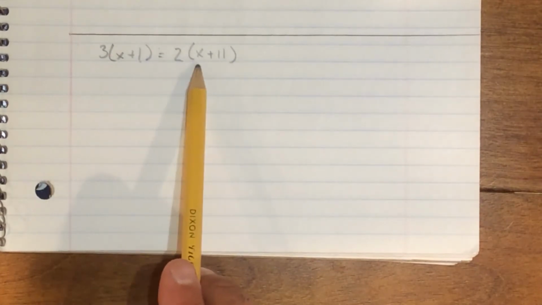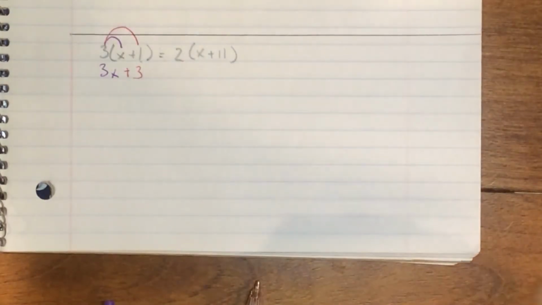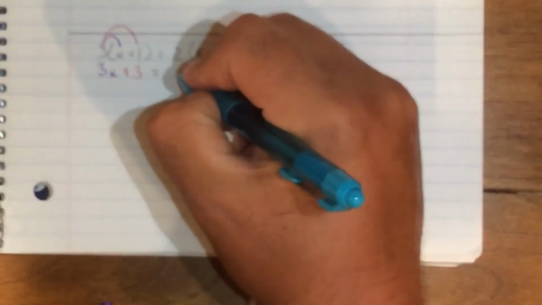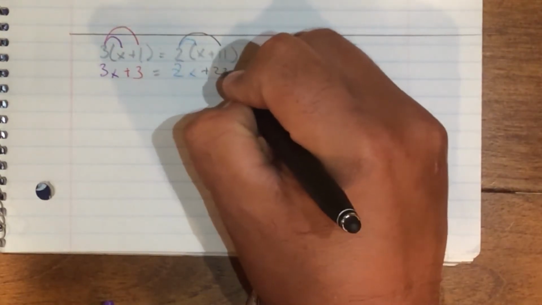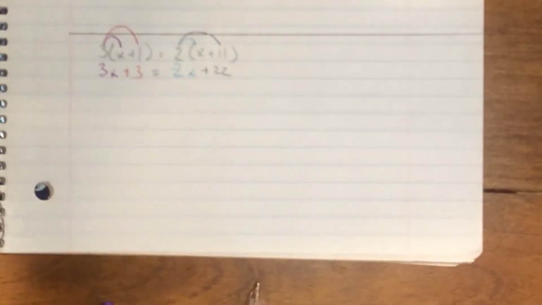For this one we have a double distribution. We have our equation 3 times x plus 1 equal to 2 times x plus 11. So we're going to go ahead and do our distribution for this one. So we have our 3 times our x, which is our 3x. We have our 3 times our 1, which is plus 3. It's going to be equal to our 2 times x, which is 2x, and then our last but not least, 2 times our 11, which is plus 22. So this was once again distributive property.